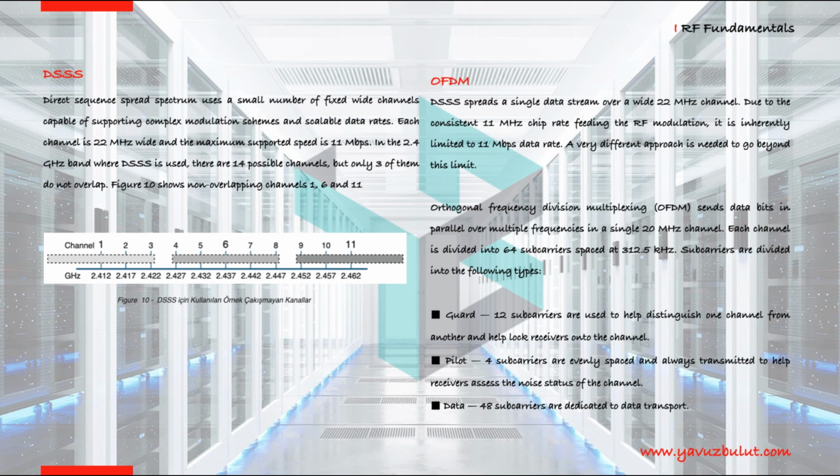Let's look at OFDM. DSSS emits a single data stream over a wide 22 MHz channel. It is inherently limited to an 11 megabits per second data rate due to the consistent 11 MHz chip speed that feeds RF modulation. OFDM sends bits of data in parallel over multiple frequencies located on a single 20 MHz channel. Each channel is divided into 64 subcarriers of 312.5 kHz, with subcarriers also divided into the following types. It is divided into guard, pilot, and data.